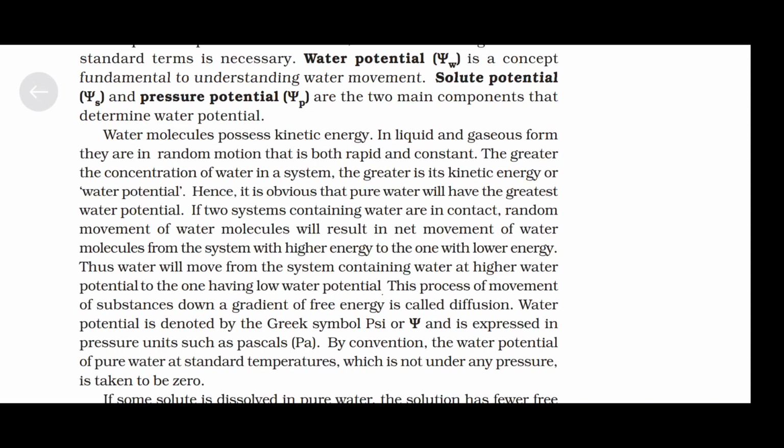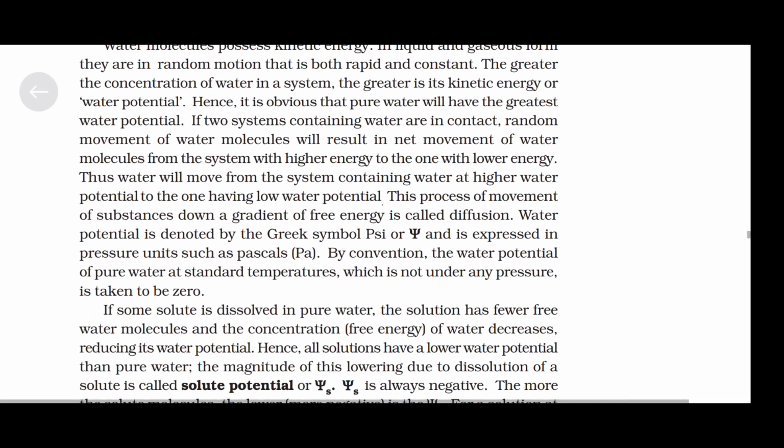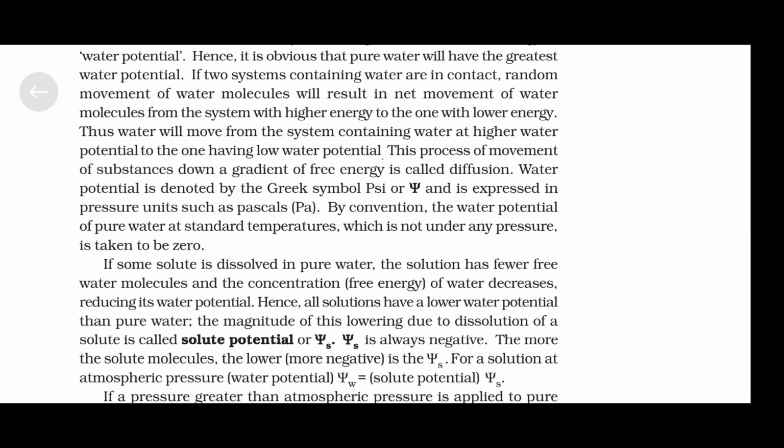If two systems containing water are in contact, random movement of water molecules will result in net movement of water molecules from the system with high energy to one with lower energy. Thus, water will move from the system containing water at higher water potential to one having low water potential. This process of movement of substances down a gradient of free energy is called diffusion.